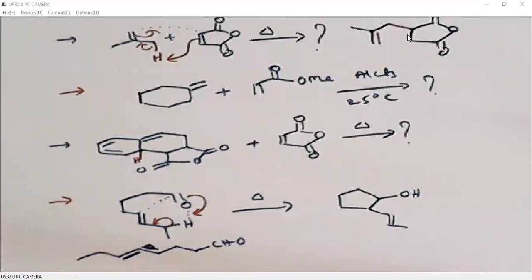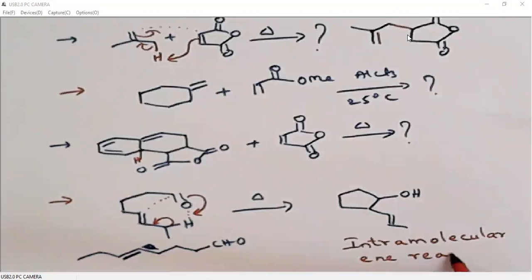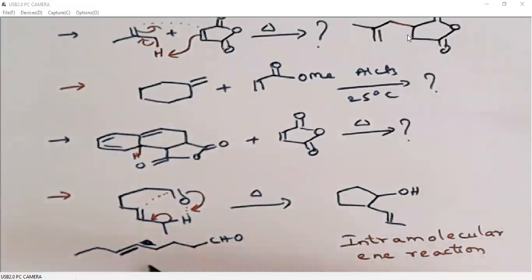We were discussing the intramolecular ene reaction. When we look at it like this, we don't get any answer. But when we rearrange it with a double bond and an allylic proton, then it is easy for us to have a six-membered transition state.